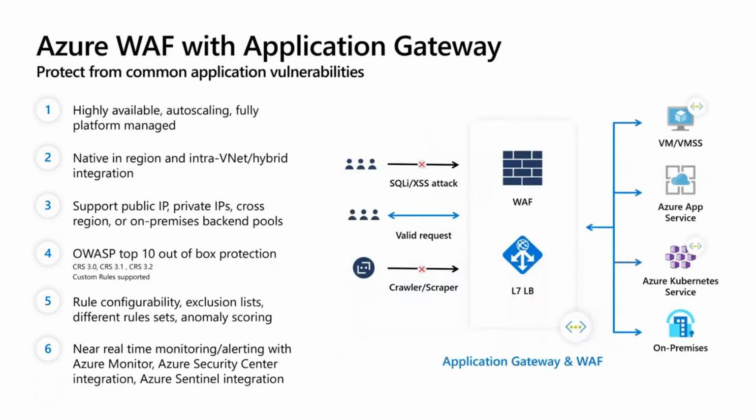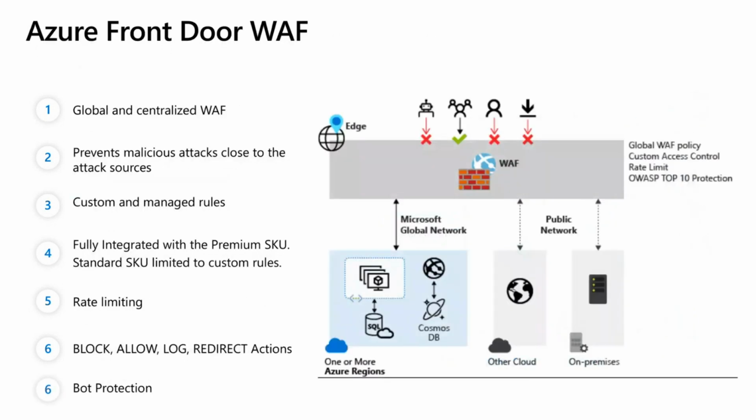Both Front Door and Application Gateway can load balance on-prem. So Front Door needs a public IP as the backend. Application Gateway needs any reachable IP as the backend, right? So let me go back, sorry. These are the features that are available for Azure Front Door.